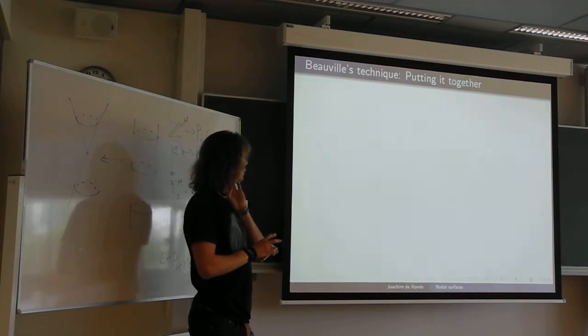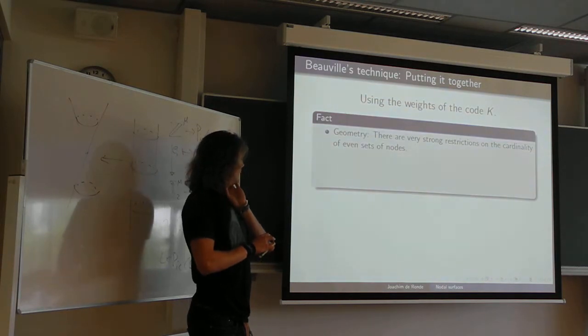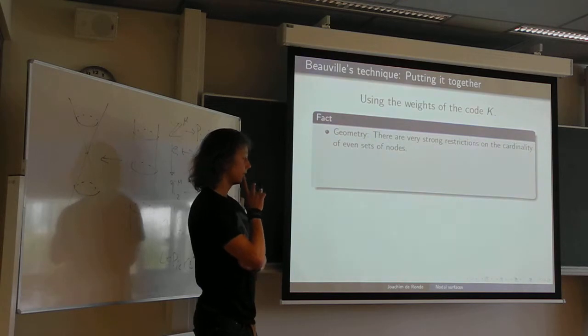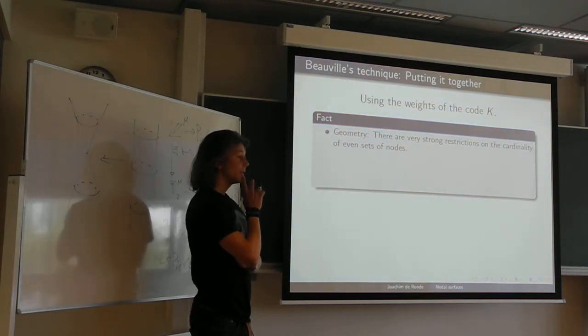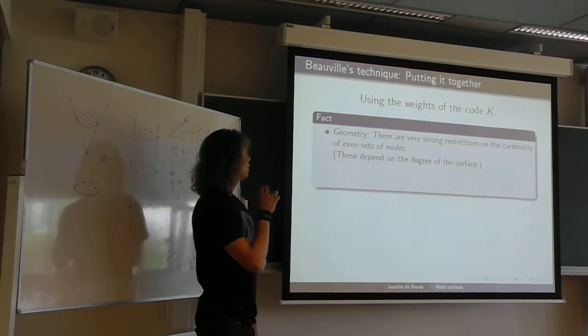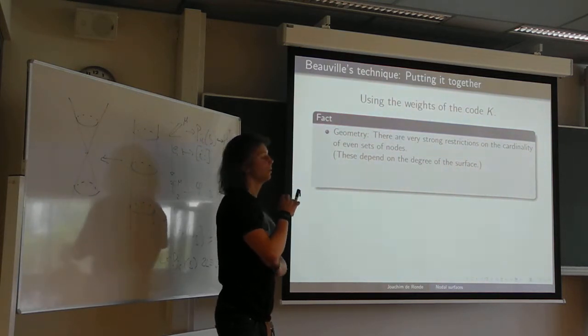Why is this important? We're going to use the weights of the code K. Again, the geometrical part: there are very strong restrictions on the cardinality of even sets of nodes. For example, they always need to be divisible by 4. If the degree of the surface is even, they always need to be divisible by 8. That's a remark due to Miles Reid. On a quintic, the only possibilities are 16 and 20. So there's only 2. But it must be remarked that they very much depend on the degree of the surface.